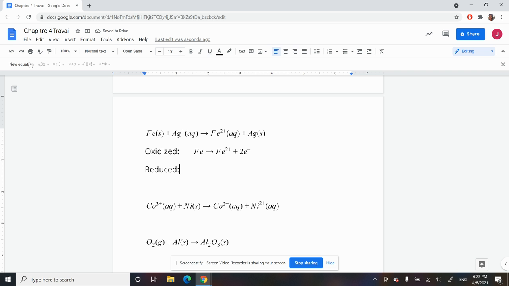We are losing them. As opposed to the reduction, we've got silver with a +1 charge that is becoming regular silver. And this has to gain an electron in order to do that. So notice with the oxidation, I've got 2 electrons, and the reduction, I have only 1 electron. So what I have to do is I take my reduction reaction and I multiply both sides of it by 2 to balance out the electrons. So in my balanced chemical equation, all I have to do is put a 2 in front of Ag plus and a 2 in front of Ag, and this is balanced.